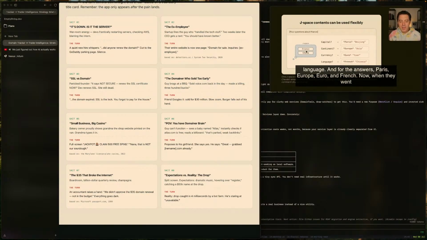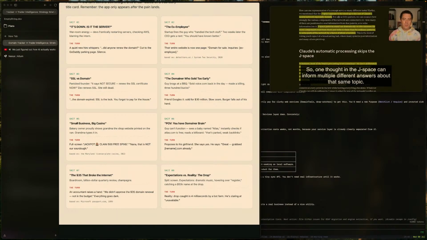Now, when they went in and manually changed it to China, it changed all the answers in one go. So the capital is now Beijing, continent Asia, currency is yuan, and language is Chinese. Very fascinating. So one thought in the J-space can inform multiple different answers about that same topic. But why? Why does this happen?